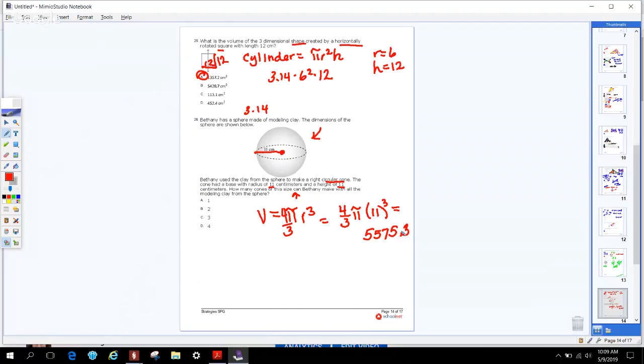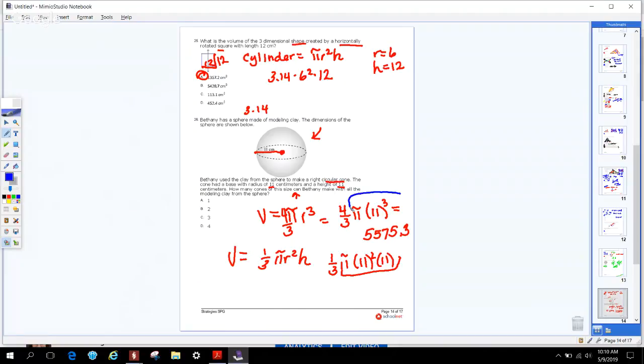And notice how it says the radius is 11, the height is 11. So don't forget that the formula to find a cone is what? 1/3 pi r squared height. Now, I'm going to show you the sneaky way to do this. Basically, they're asking you, how does the formula for a cone relate to the formula for a sphere? If I fill this in, I'm going to get 1/3 times pi times 11 squared times 11.